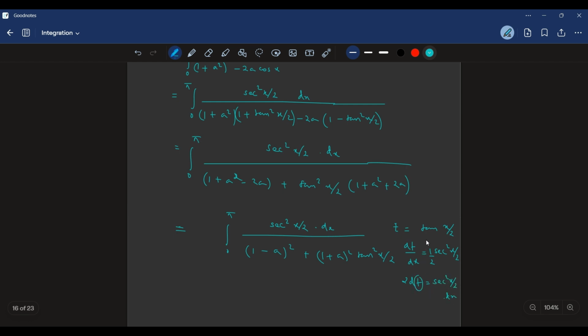Now what is t? t is basically tan of x by 2. So what can I write? 2 into d of tan of x by 2. So I'm just going to replace this sec square x by 2 dx as 2 times d of tan of x by 2. It will be beneficial as we don't have to replace the limits. That is, we don't have to change the limits over here. So let's do this.